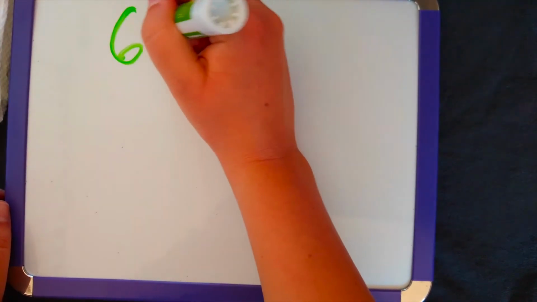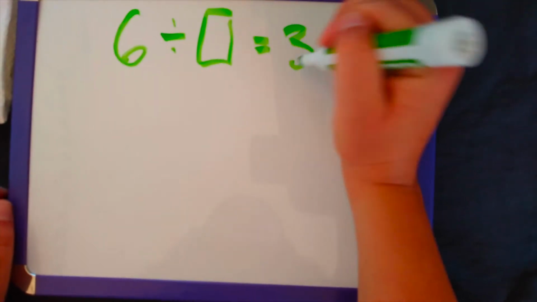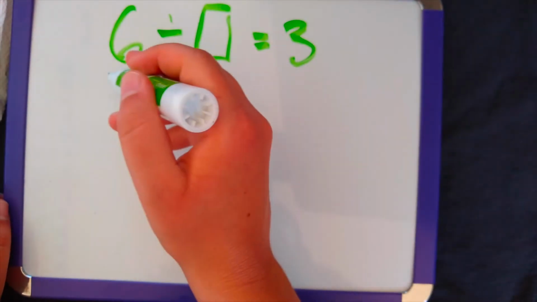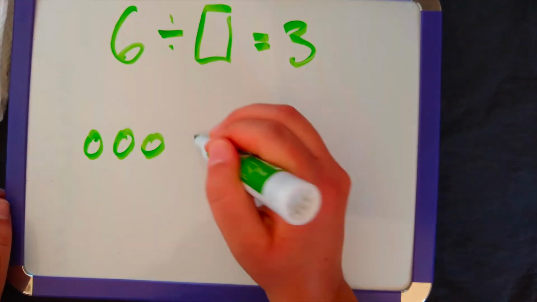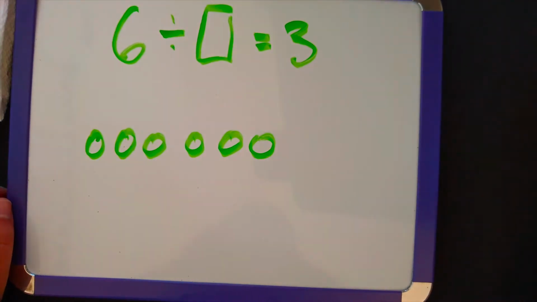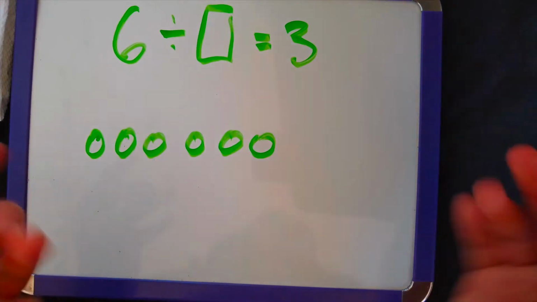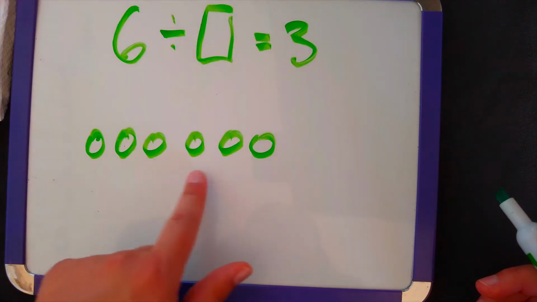Let's look at an example with division. Say we have 6 divided by some number equals 3. So we have 6 to begin with, and we can represent this by drawing 6 circles. Now, we have 6 circles, but we need to divide 6 with some number so that we have groups that have 3 circles each.